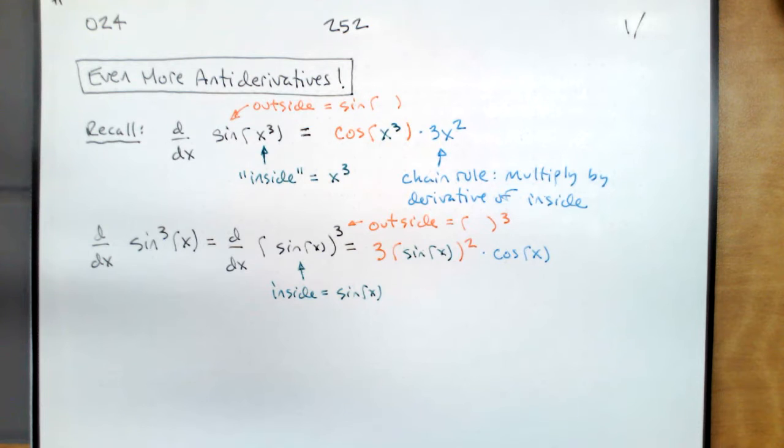In the first example, the derivative of sine of a thing is cosine of that thing times the derivative of the thing. In the second example, the derivative of something to the third power is 3 times something to the second power times the derivative of that something. That's where the chain rule comes in.